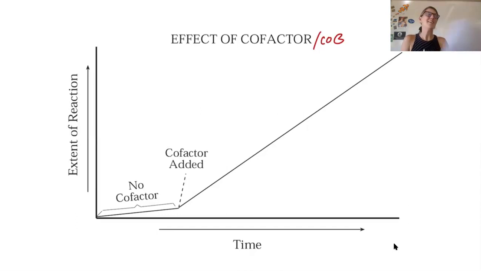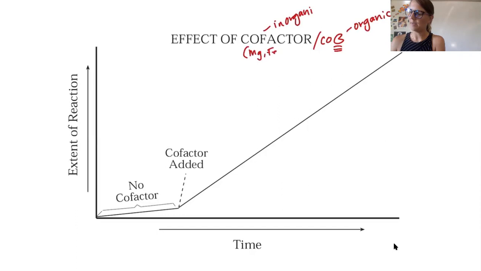Cofactor is inorganic, yes. And the way I always remember that is we know that an enzyme is a protein, so that is going to be organic. The cofactor is inorganic, and that usually means like a heavy metal, magnesium, iron, etc.